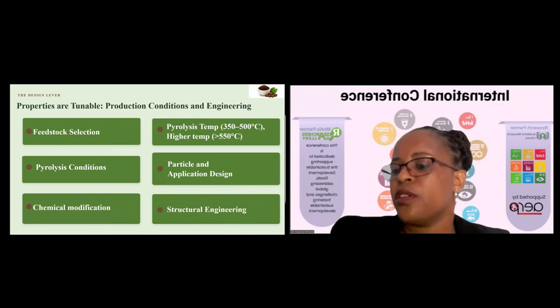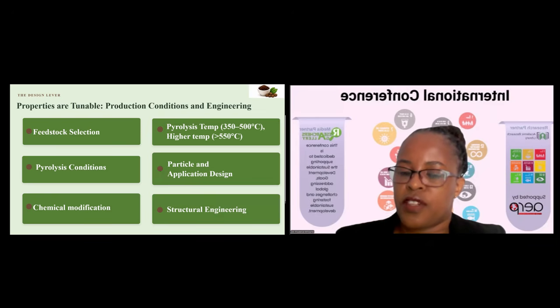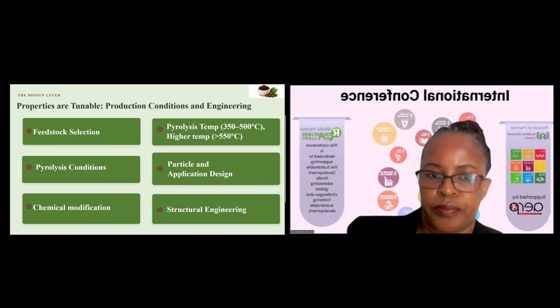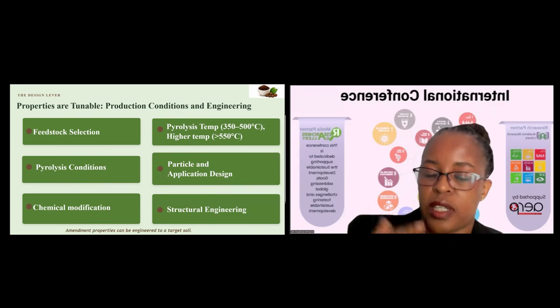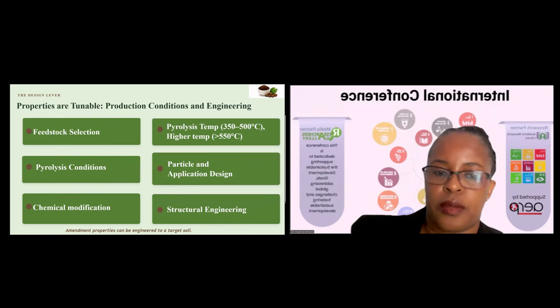And with structural engineering, you can also use activation such as steam to improve the pore structures and surface area. And so you can engineer it specifically for the soil that you are working with.